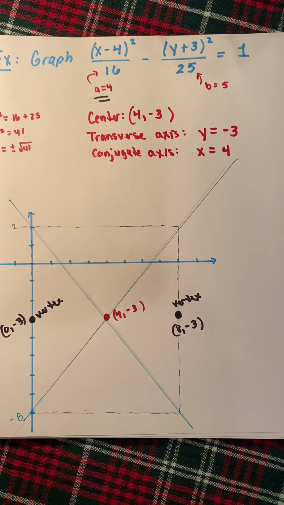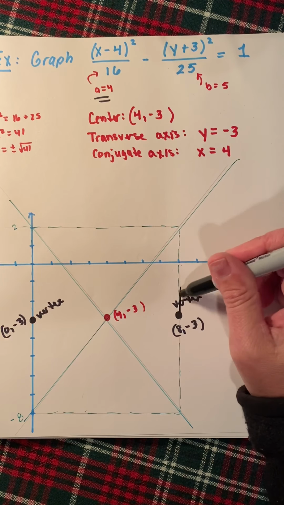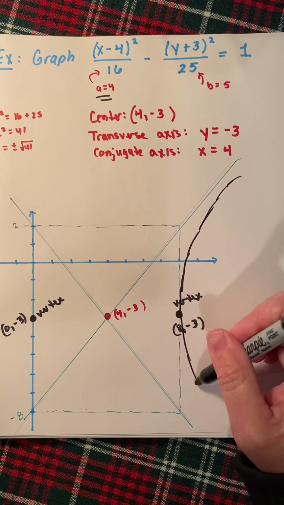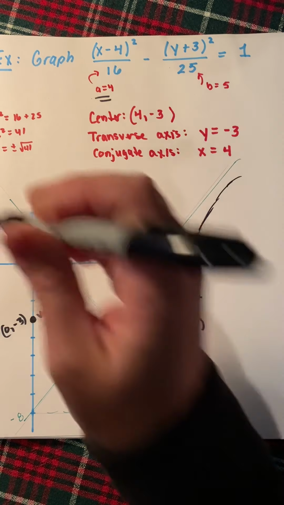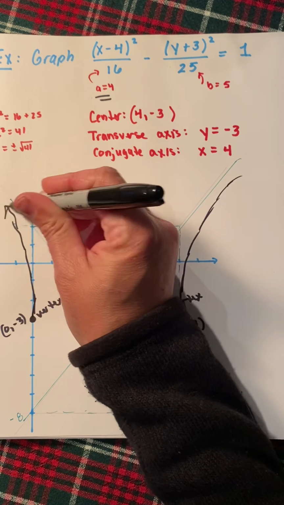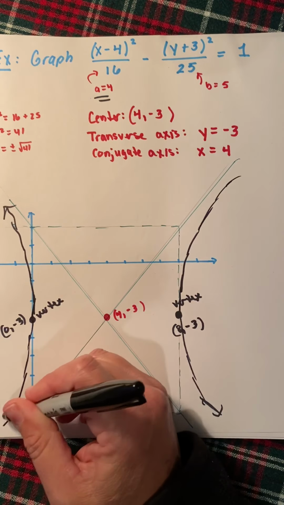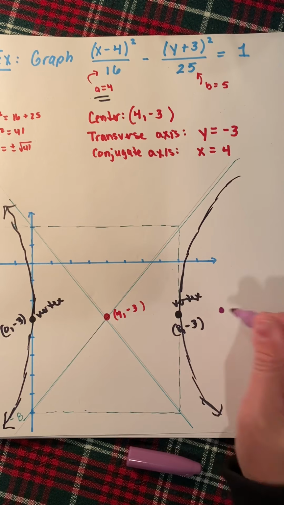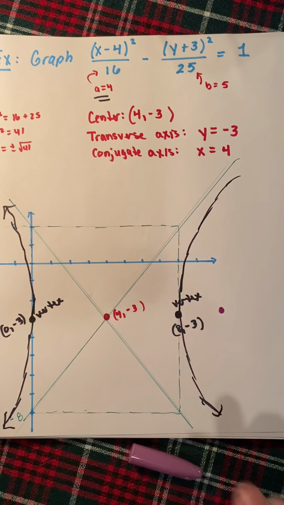Right there. So it's really just going to go like this. It's going to skim along there. And it's going to skim out like that. It's going to go that way. And it's going to go that way. So it might ask you for the foci. So the foci, remember, are the points here that help us define our hyperbola.